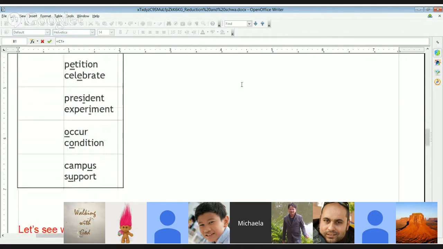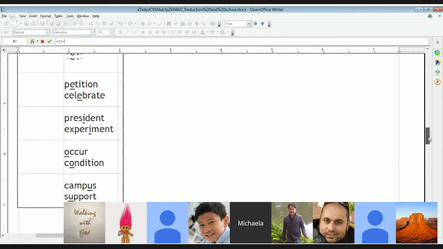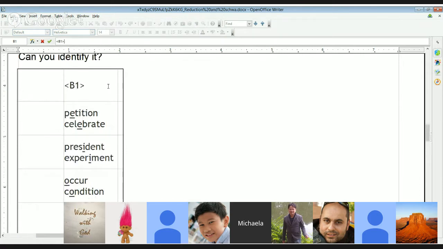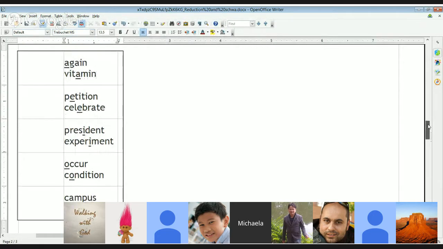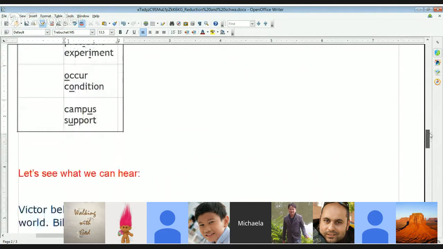Okay, so they're good examples of how any letter, any vowel letter anyways, can be turned into the schwa sound. We have petition, celebrate, president, experiment, occur, condition, campus, support, and the ones we used to have in the first box were again and vitamin. So any vowel sound could be turned into a schwa potentially.